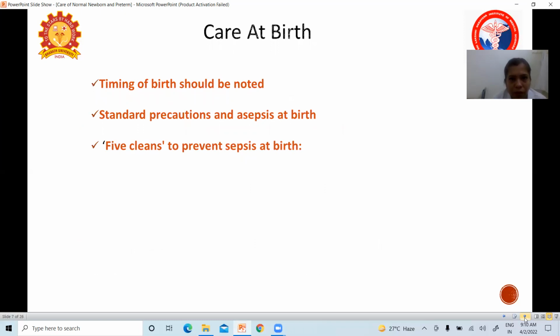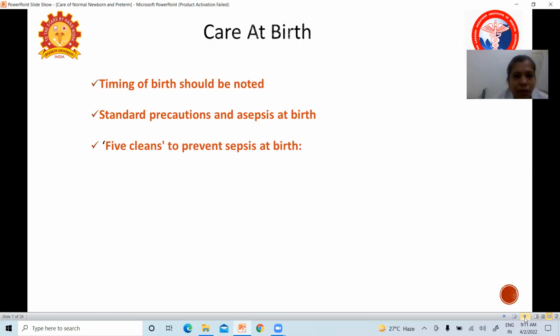Now at birth, if the mother is delivering by NVD or by LSCS, we have to stand next to the physician to receive the baby immediately after birth. Or if the baby didn't cry, or if the baby has cried, we can wait for the delayed cord clamping. So as soon as the baby comes out, the timing of birth should be noted by any person, and standard precautions and asepsis at birth have to be followed.